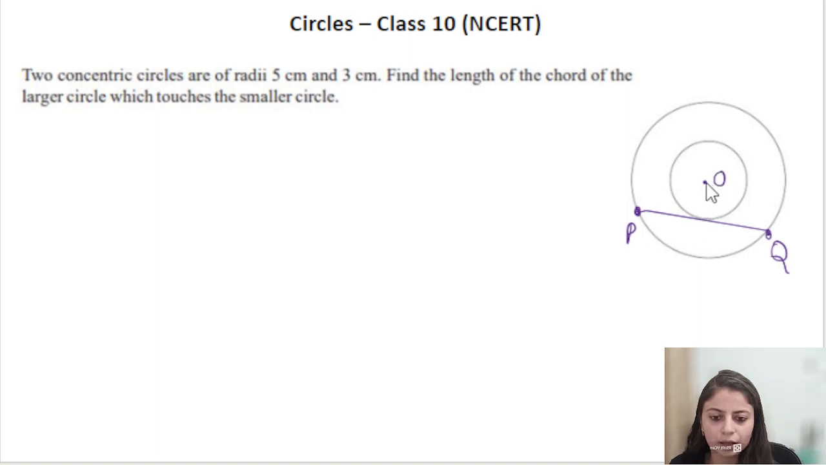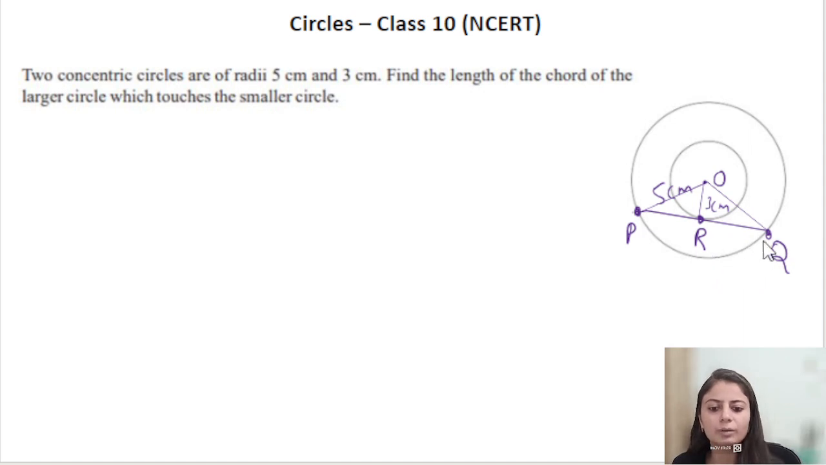Okay, now let me join center of this circle to the point of contact and I'll label this point of contact as R. So OR is the radii of the smaller circle, which is 3 centimeter. Okay, and let's join OP. This is 5 centimeter. Similarly, we can also join OQ. This is also 5 centimeter.